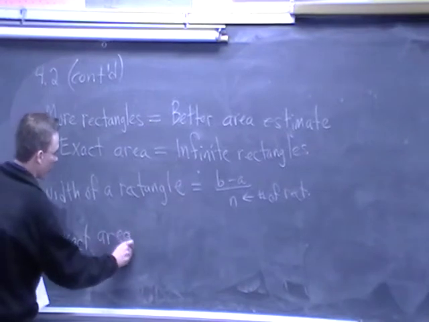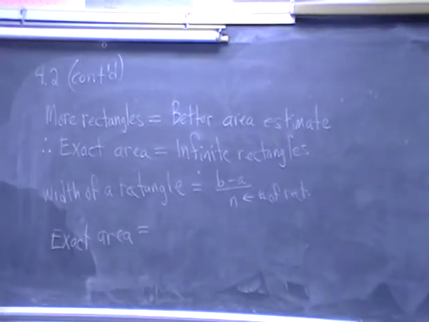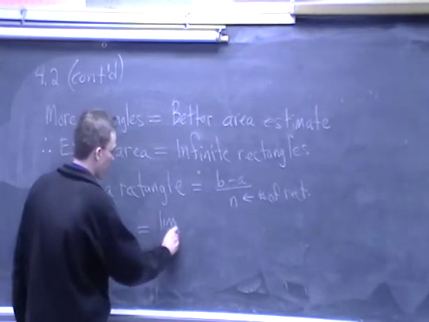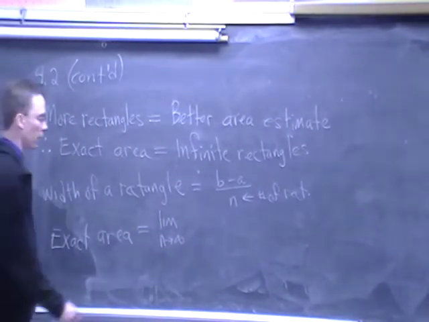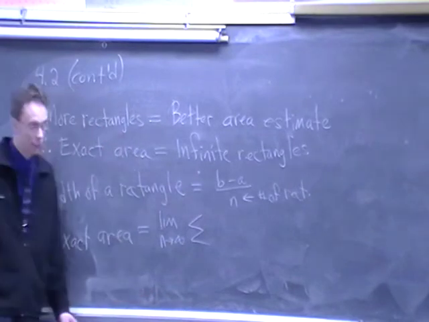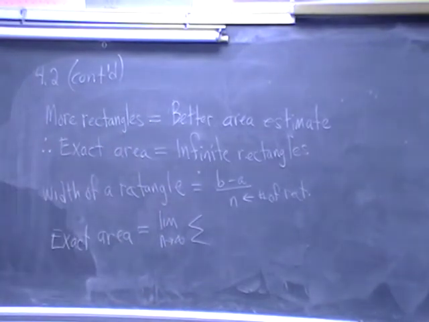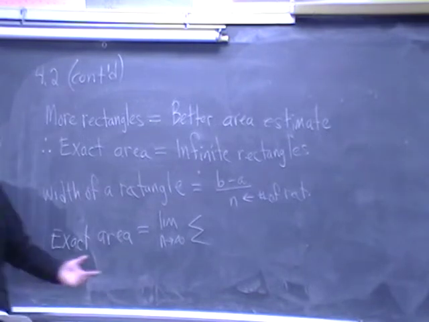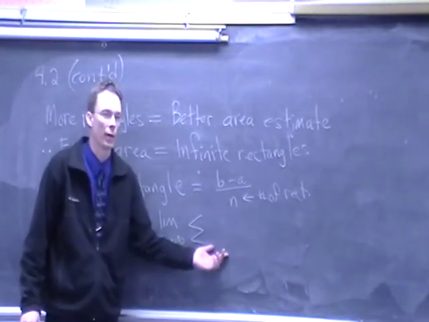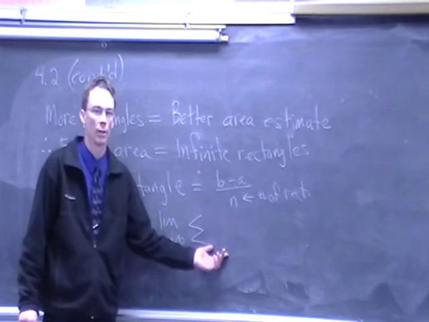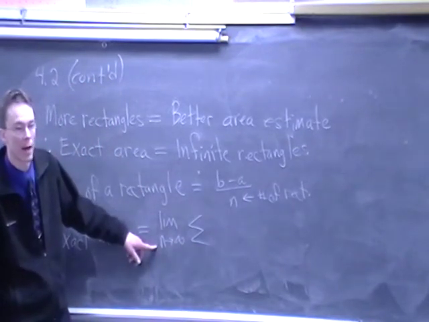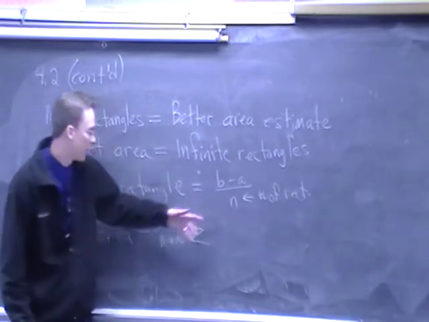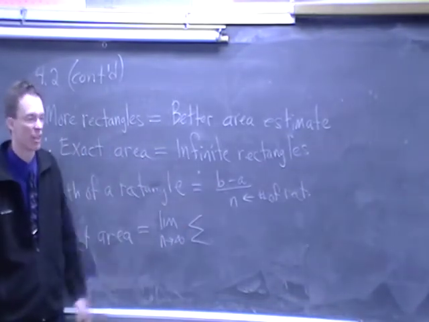So the formula for exact area then. What we're going to do is take the limit as n approaches infinity of a summation. The summation is going to be exactly what we've been doing with our finite number of rectangles. By putting the limit as n approaches infinity in front of it, we're saying, all right, now make our finite estimate an infinite estimate, an infinite rectangle estimate.